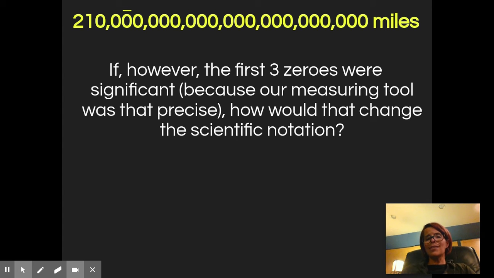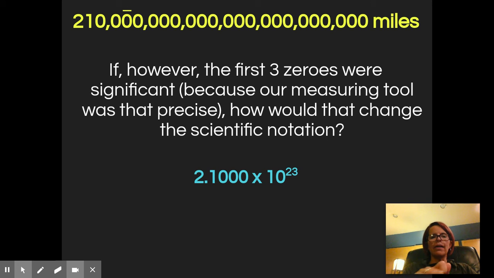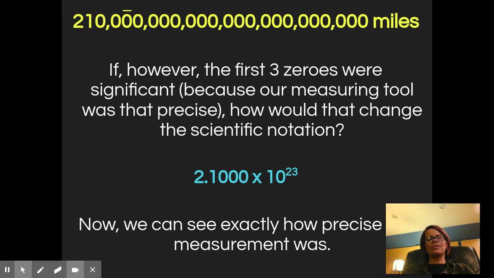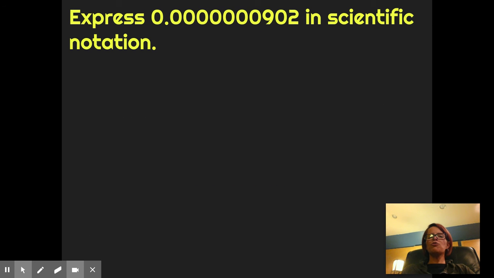So how does that change the scientific notation? It's not complicated at all. You just get to add those 3 zeros after the 1. And now going back to what you know about sig figs, look at the number 2.1000. How many sig figs does that number have? It has 5. When you have zeros after a non-zero, after a decimal, they're all significant. The more you practice this, you guys, the better you'll get at it. So if it makes your head spin at first, you'll get better at it. All right, so now we can see exactly how precise that measurement was now that we write it in scientific notation. Okay, let's try a few practice problems.